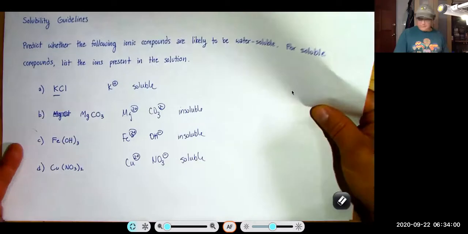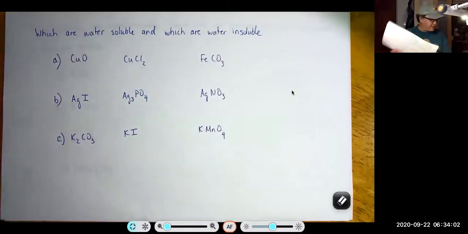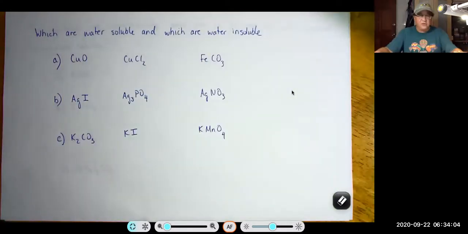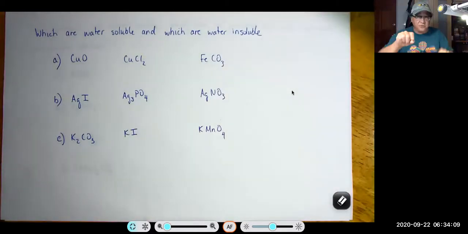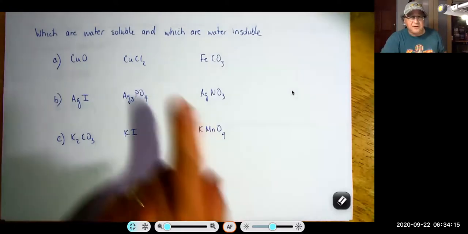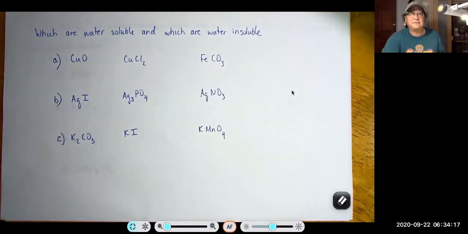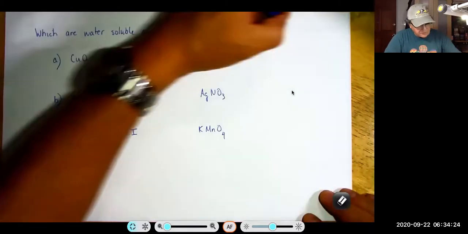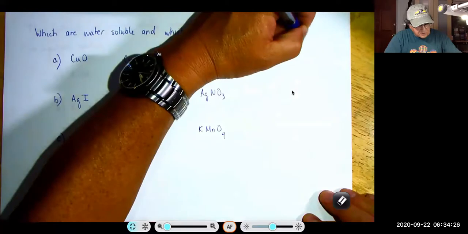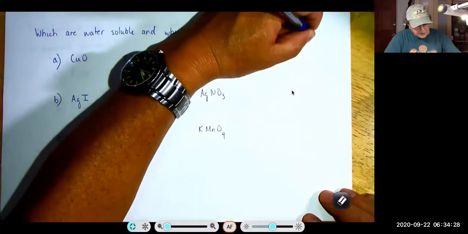Okay, take a look at the next one here. Which are water soluble and which are water insoluble? So you already know that you should be hitting pause and then hitting play again after you've figured these out. So give yourself some time to figure these out and hit pause. And you're back. So I'm going to use S for soluble and I for insoluble.